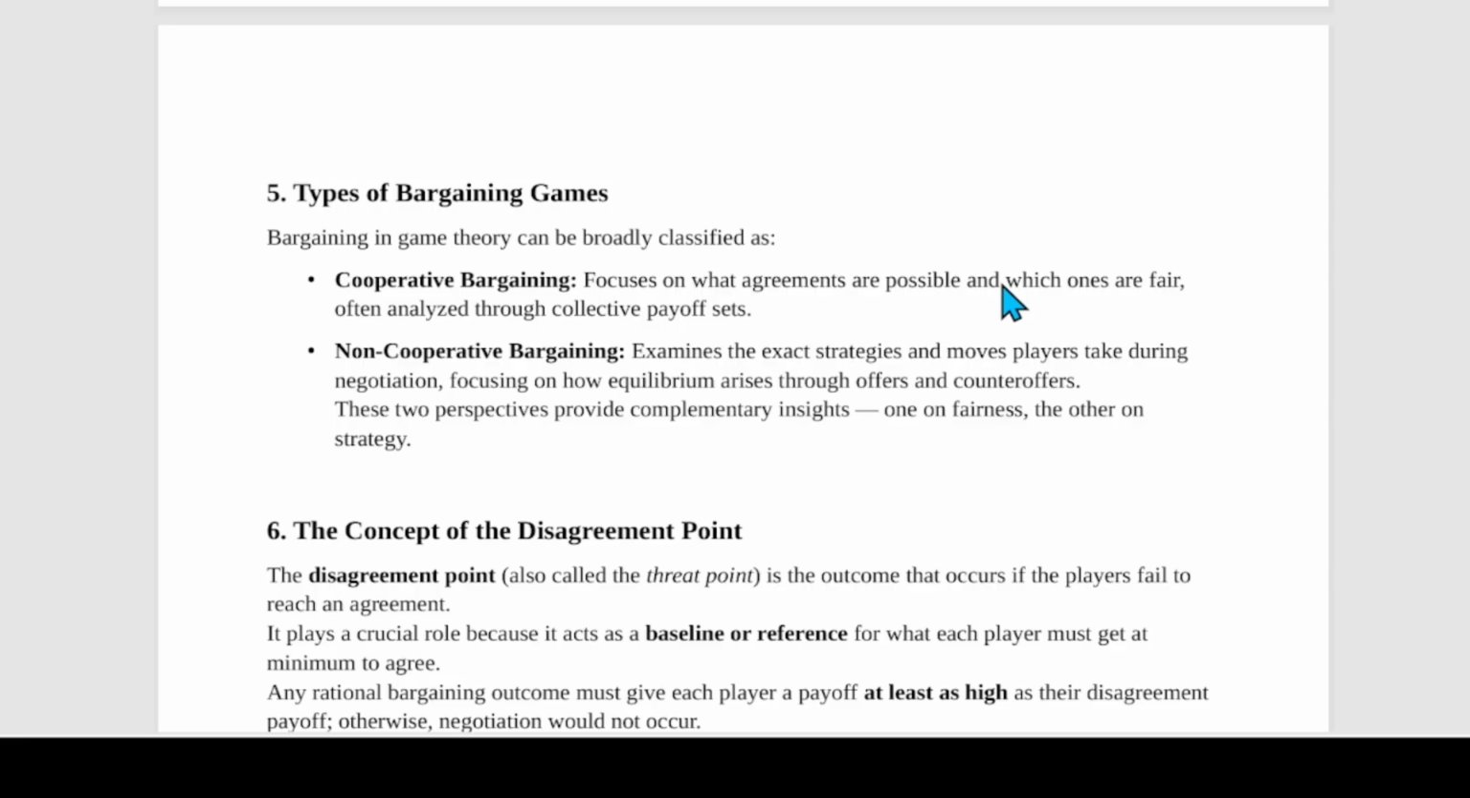For example, we have two companies and they will share the profit, right? So there will be a fair division of the entire benefit, in cooperative bargaining.